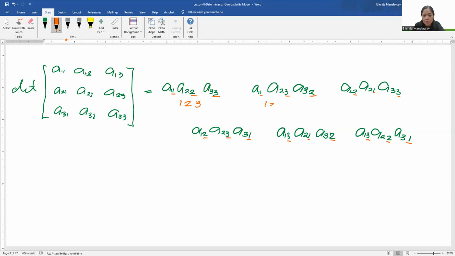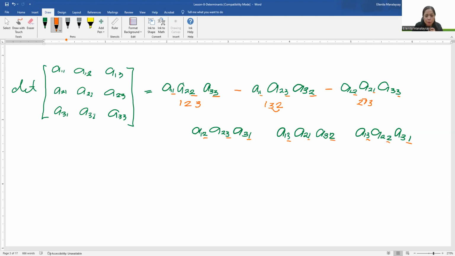Okay, for how about this? We have 1, 3, 2. Let's count the number of inversions. I think there's only 1. 1 is less than 3, 1 is less than 2, but 3 is greater than 2. So there is 1 inversion, that's odd, so the sign is negative. How about this one? 2, 1, 3. 2 comes before 1. I think there's only 1 inversion. So 1 inversion, this is odd. So the sign is negative.